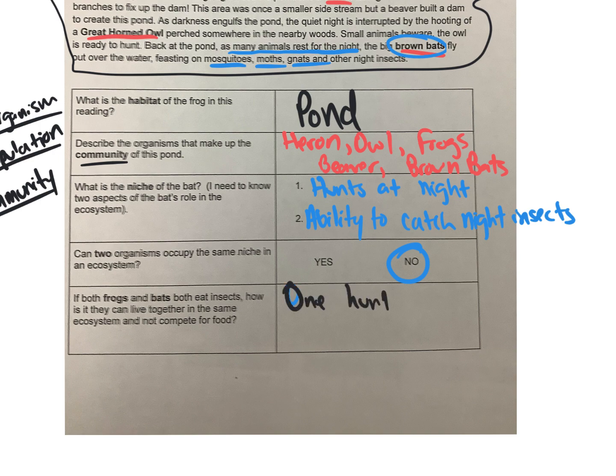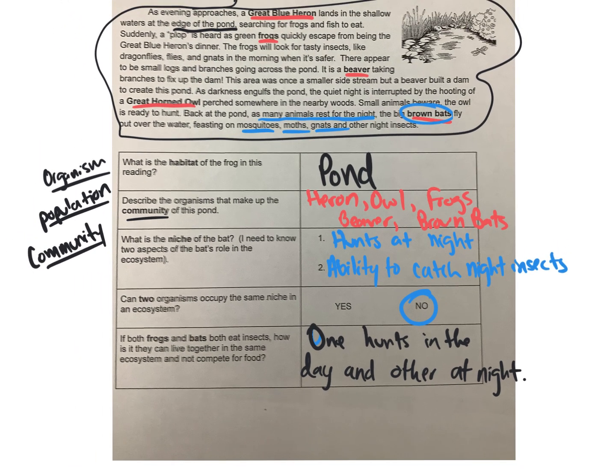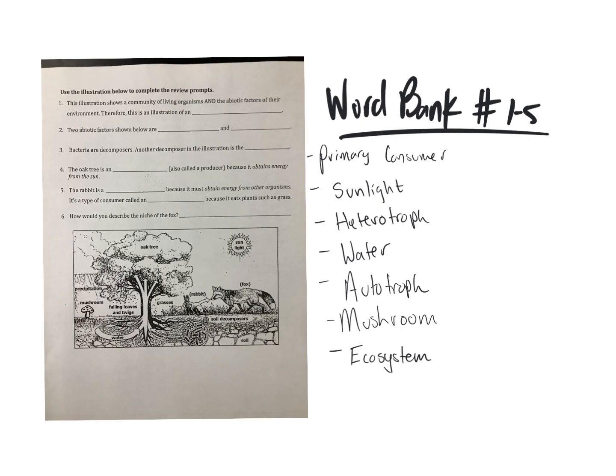One hunts in the day and the other at night. Okay, and that's all we'd have to do for our front. Okay, so we'll move on to the back.